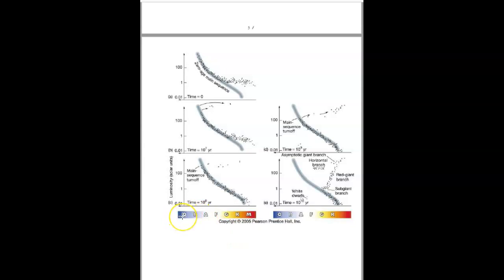Now, down here we have the spectral classes O, B, A, F, G, K, M. Remember, Mr. Sun is a G-type star, so this particular star cluster would be about the age of Mr. Sun's life expectancy, or about 10 billion years old.